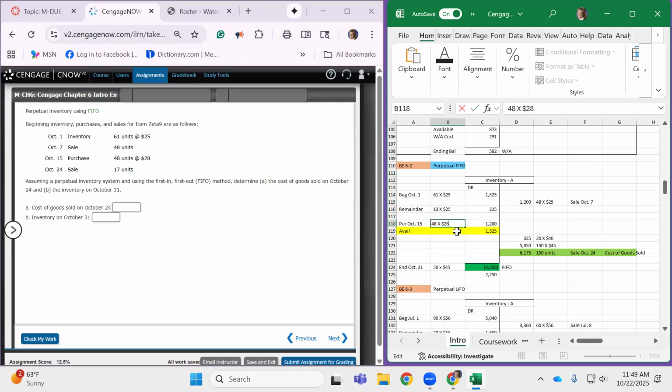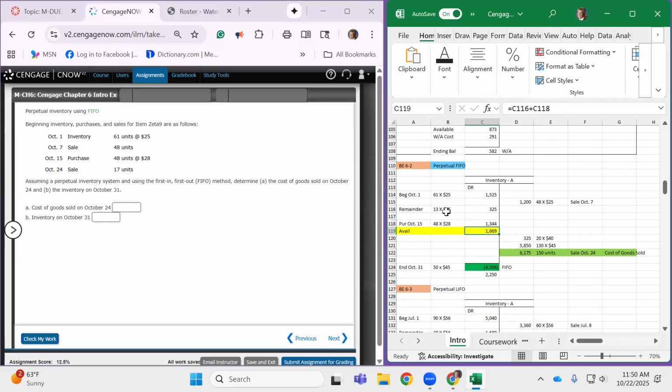We bought $1,200 more. And when we add the 13 at the $25 cost and the 48 at the $28 cost, let me make sure that's right. $28. All right, we should have available $1,669. Now, how many are we going to sell? We're going to now sell 17 items.